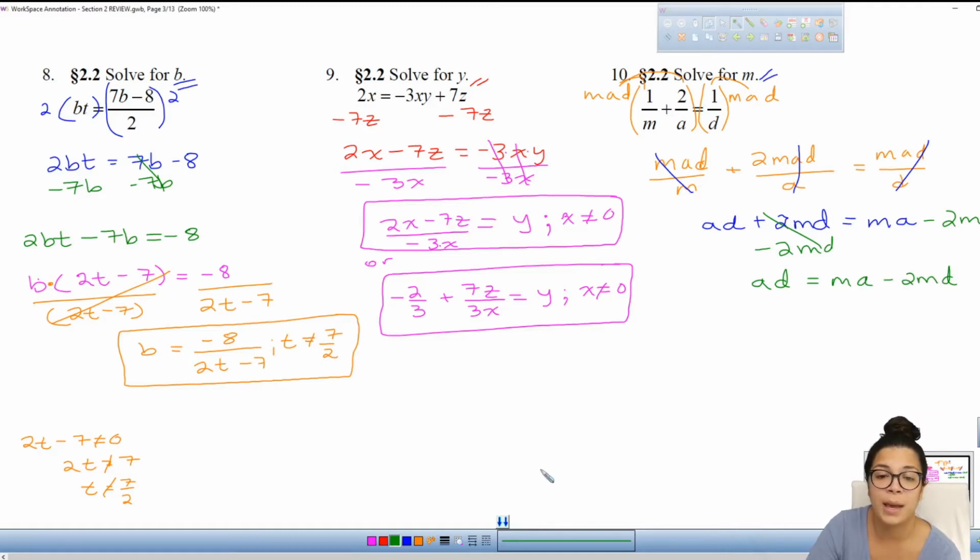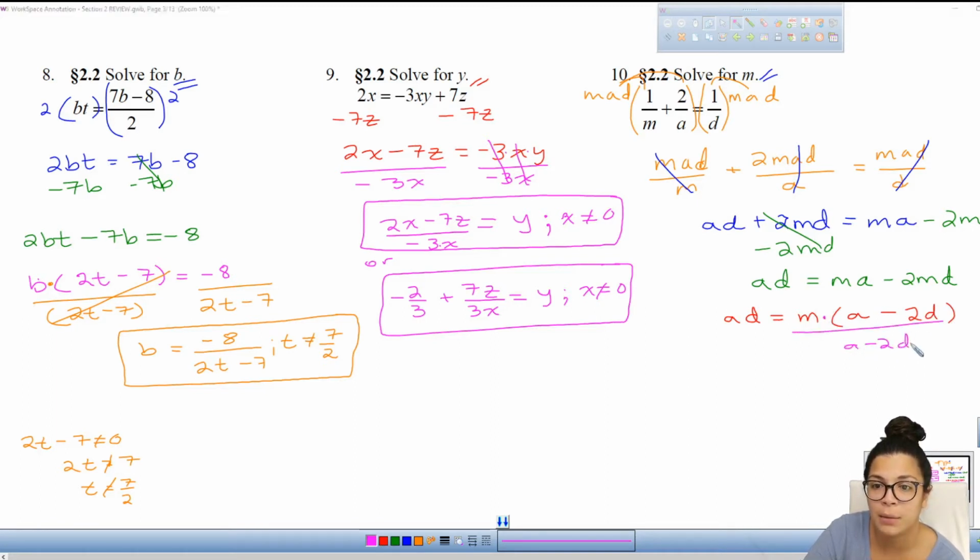Now that I have all the terms with m on the same side, I can factor out m to consolidate the m's. So I'm going to factor out m, and again, remember that just means to divide. So MA divided by m would be a, 2MD divided by m would be 2D. And now m is multiplying this entire quantity, so I can divide by that quantity to get rid of it. So I end up with my solution, m equals AD over a minus 2D.